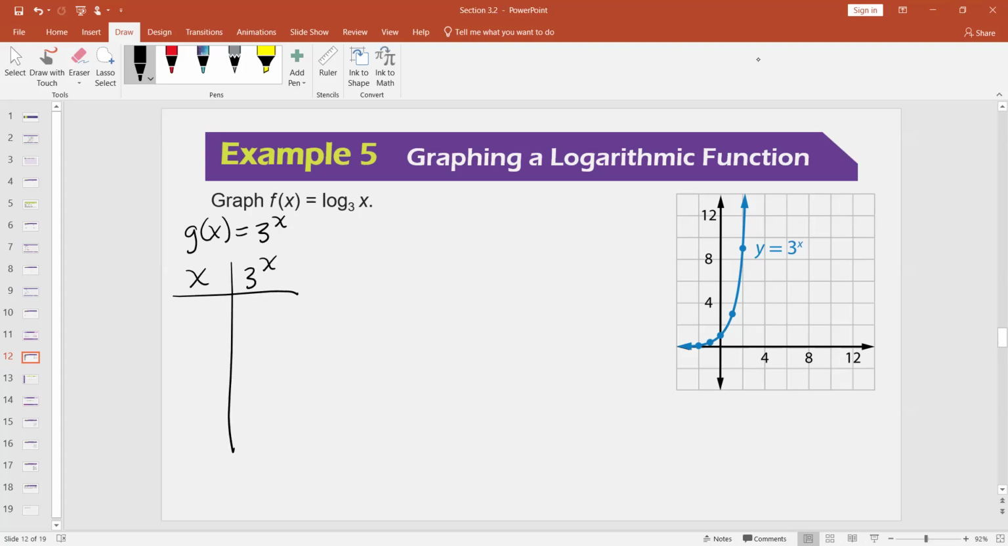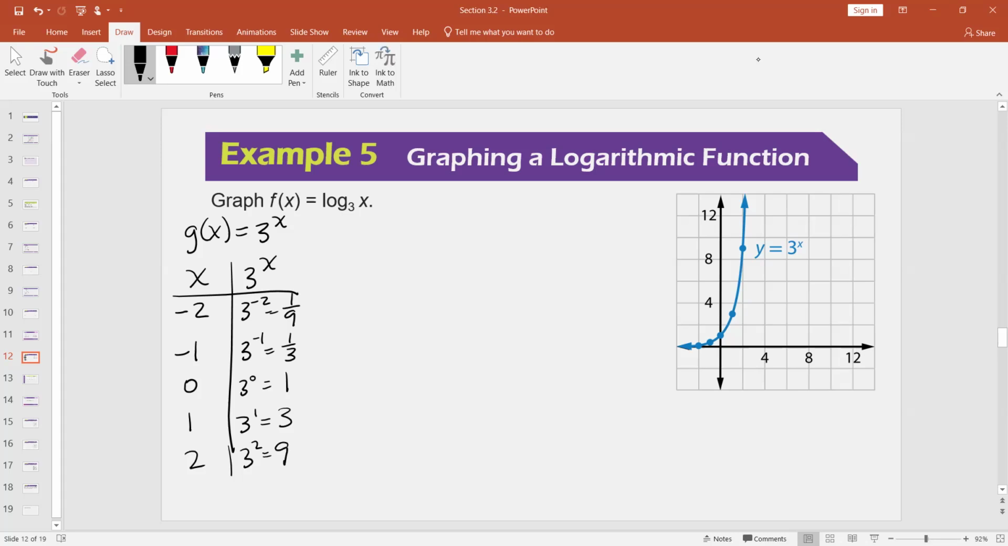power of x. So I'll start with -2. 3 to the power of -2 is 1/9. -1 gives me 3 to the power of -1, that's 1/3. 0, 3 to the power of 0 is 1. 3 to the power of 1 is 3. And I'll go ahead and do 2. 3 to the power of 2 is 9.